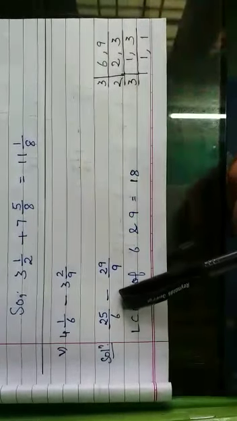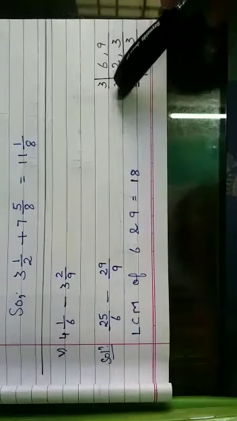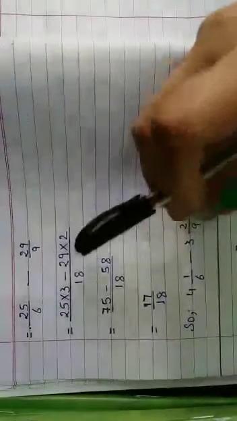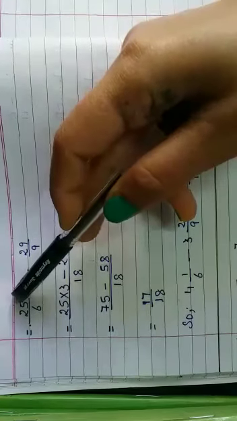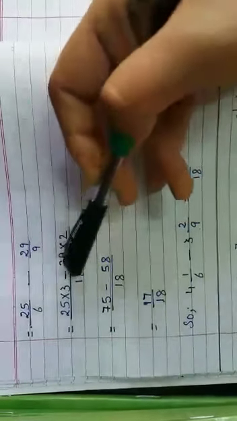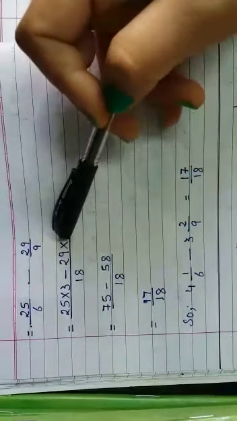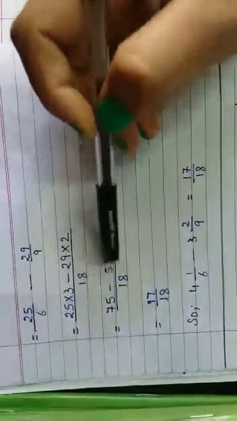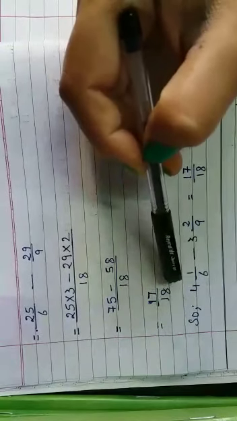Again we have to take the LCM of their denominators. The LCM of 6 and 9 is 3 multiplied by 2 multiplied by 3, that is equal to 18. As the LCM is 18, 6 3 times is 18, so we multiply the numerator 25 also by 3. Then we have the minus sign. 9 2 times is 18, so 29 multiplied by 2. Then 25 3s are 75 minus 29 2s are 58 upon 18. When we subtract 58 from 75, we get 17 upon 18.